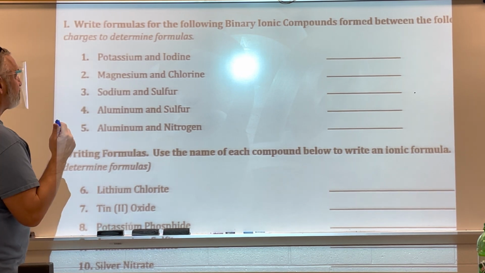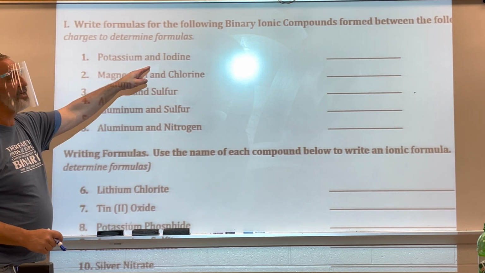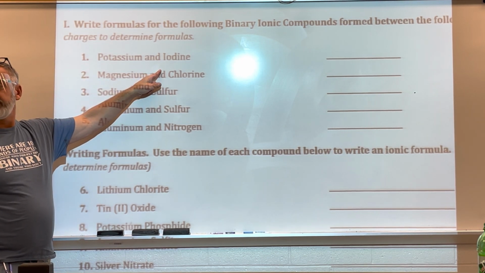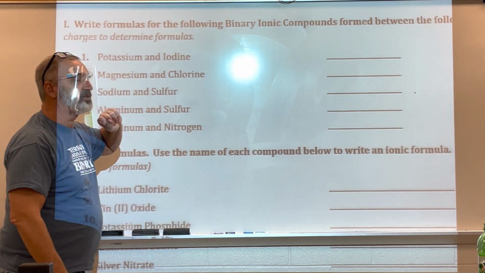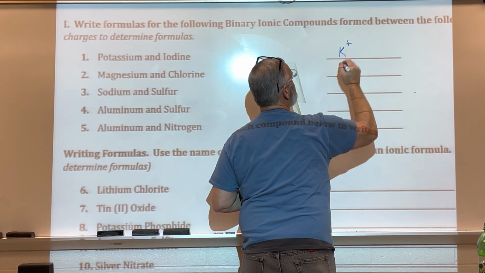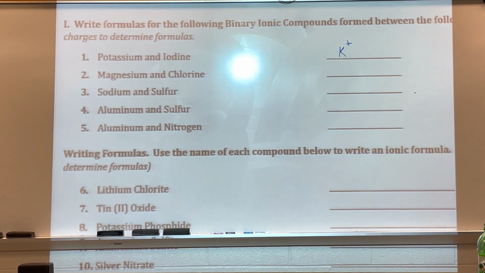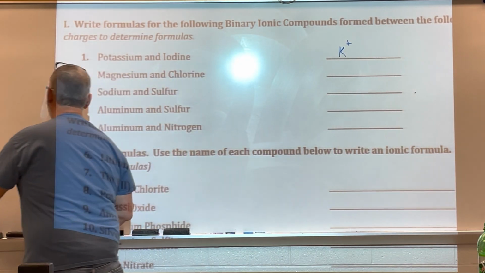So, if I'm going to write the formula for potassium and iodine, what's potassium's charge going to be? +1. So I write the symbol and charge, potassium +1. And how do I know that's going to be +1 without any memorization? Because it's in that first column, it's an alkali metal, right? We know all of those are +1, so you don't have to memorize any of that.